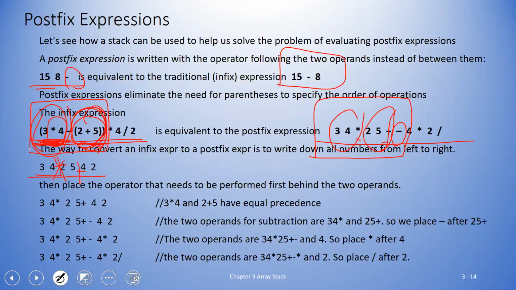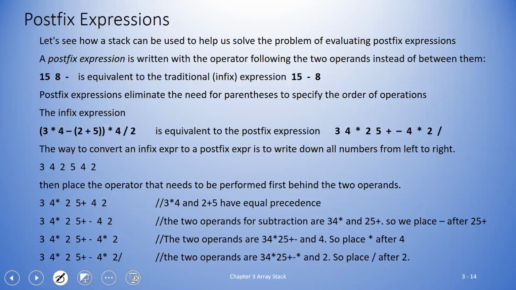So that is done. I'm going to erase that. And so this part is done, and now you will do this one, right? This one is this whole expression multiplied by this one, right? So you have this done already. And then you have 4, that's the 2 operands. So these are the 2 operands, and you place that multiplication after it.